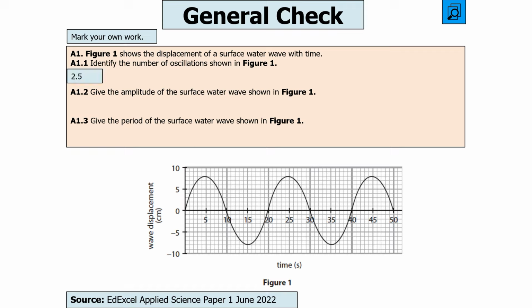The amplitude is from equilibrium to the peak, which is going to be 8 centimeters, and our period is the time taken for one whole complete wave, which is 20 seconds.